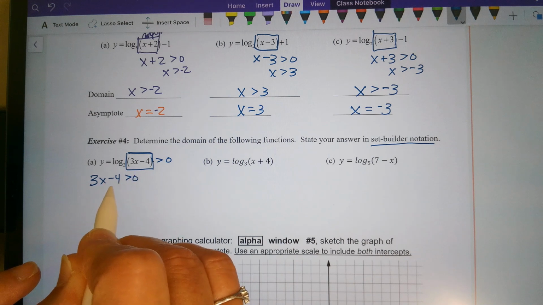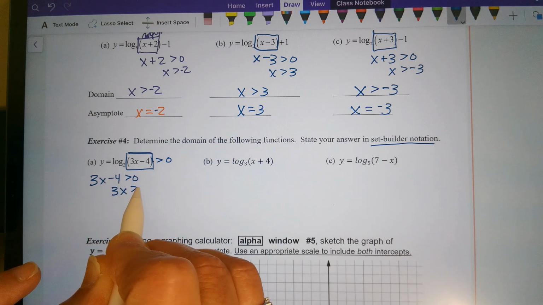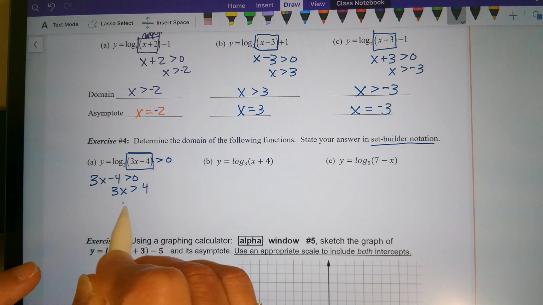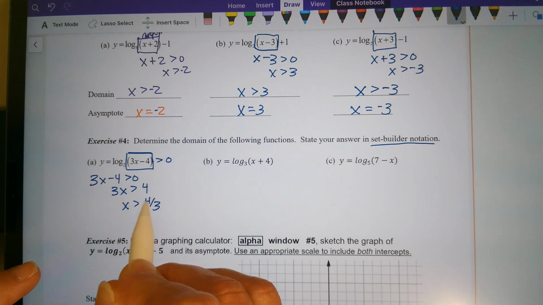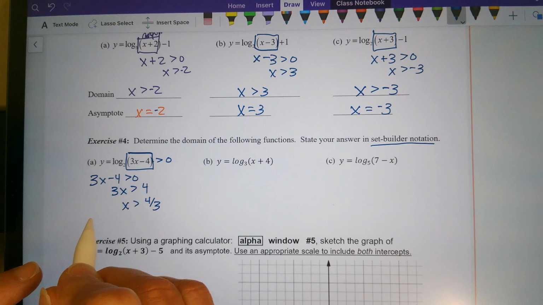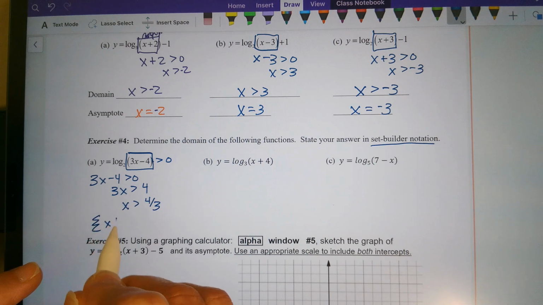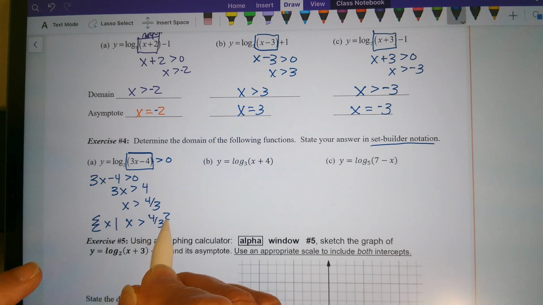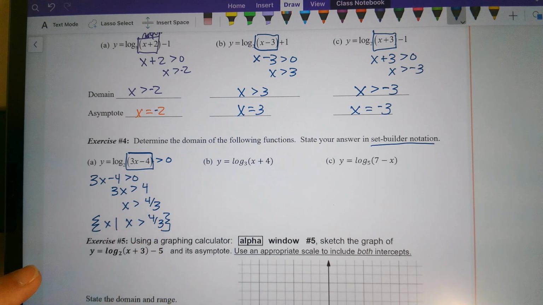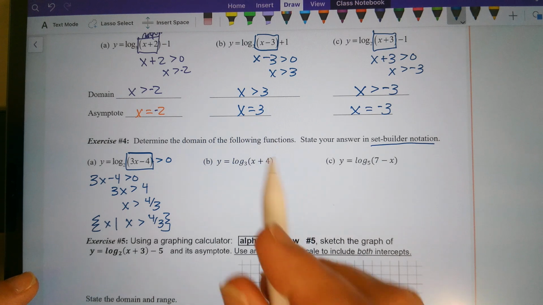So solving for x, adding 4, and then dividing by 3. x is greater than 4/3. Set builder notation is the set of all x such that x is greater than 4/3. Pause, try B and C on your own.